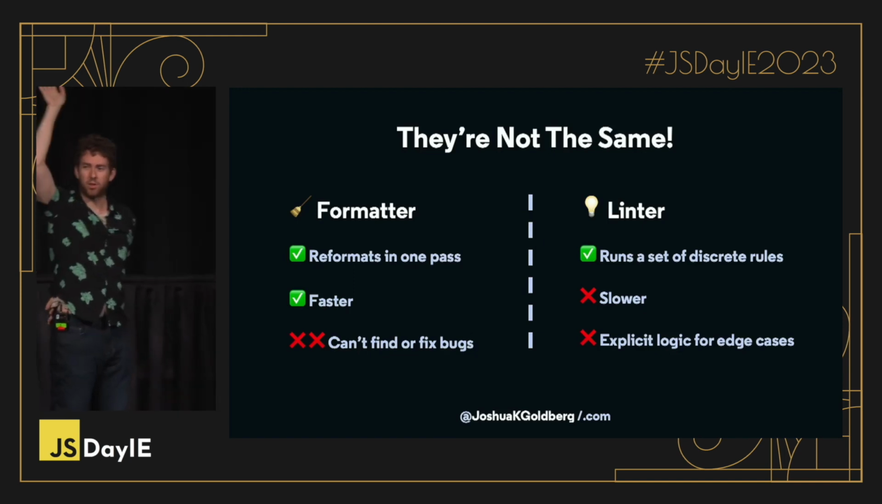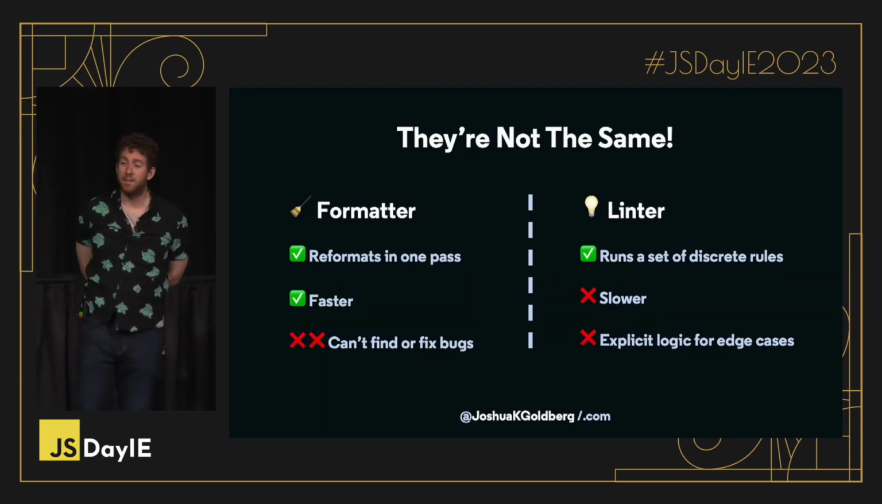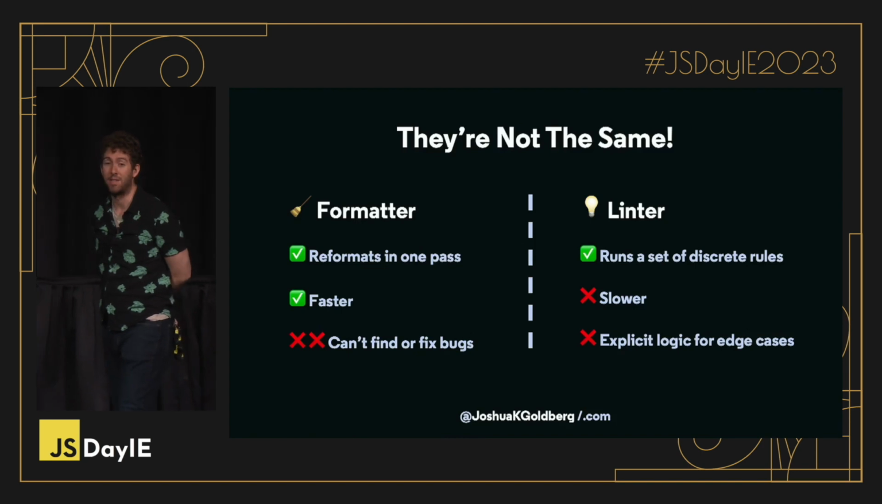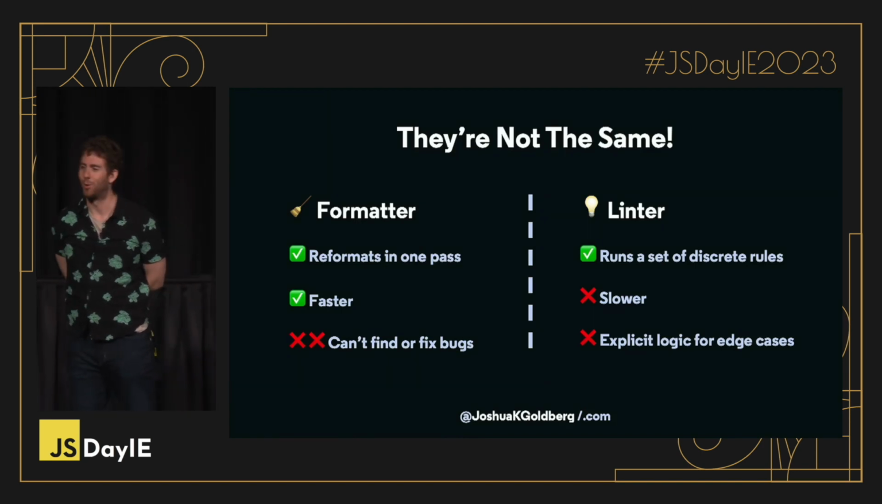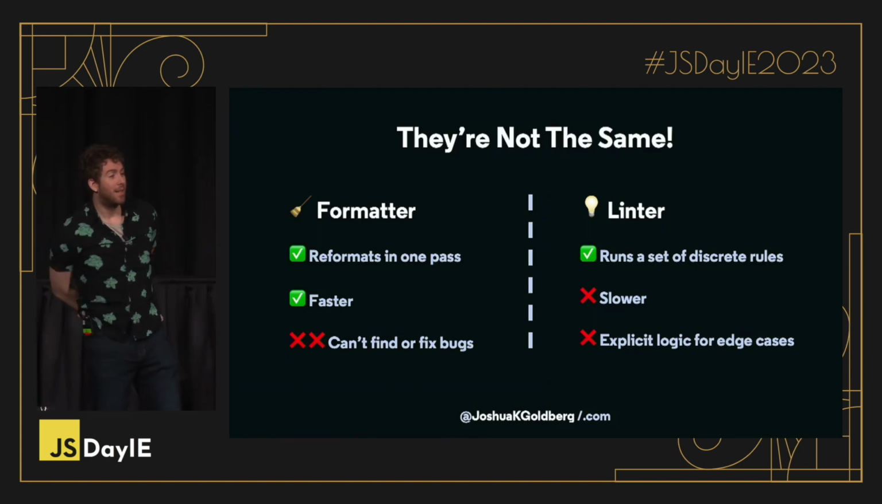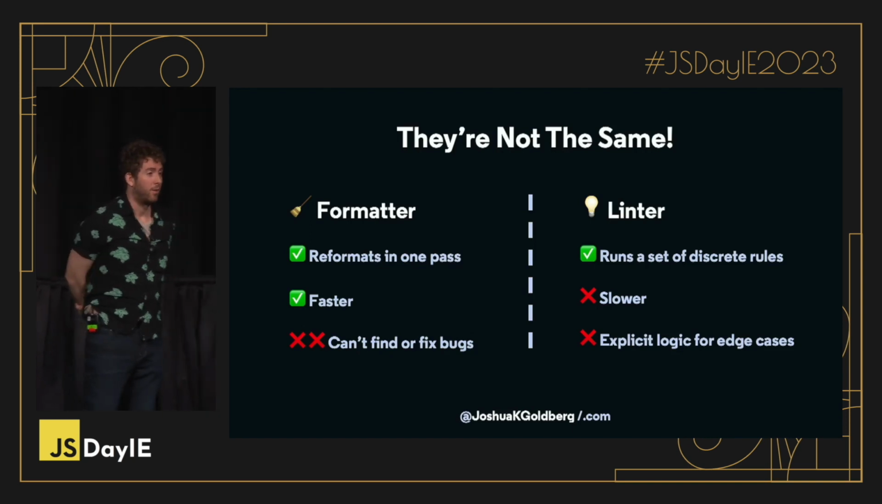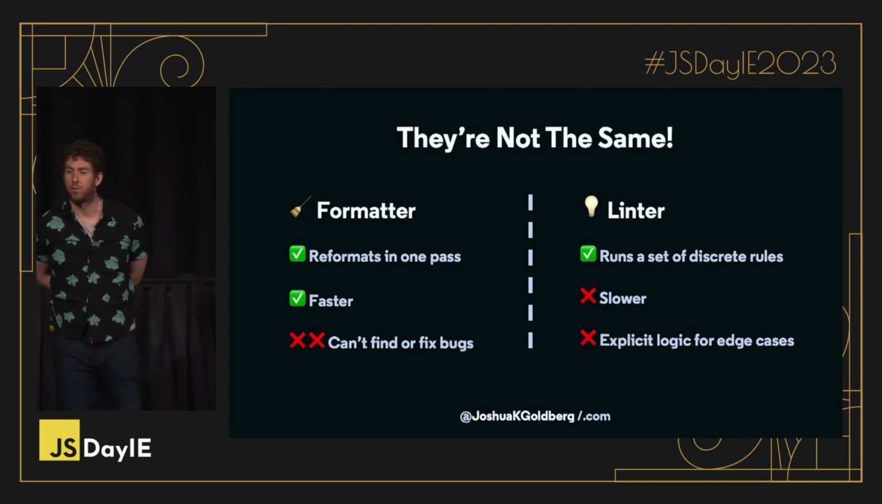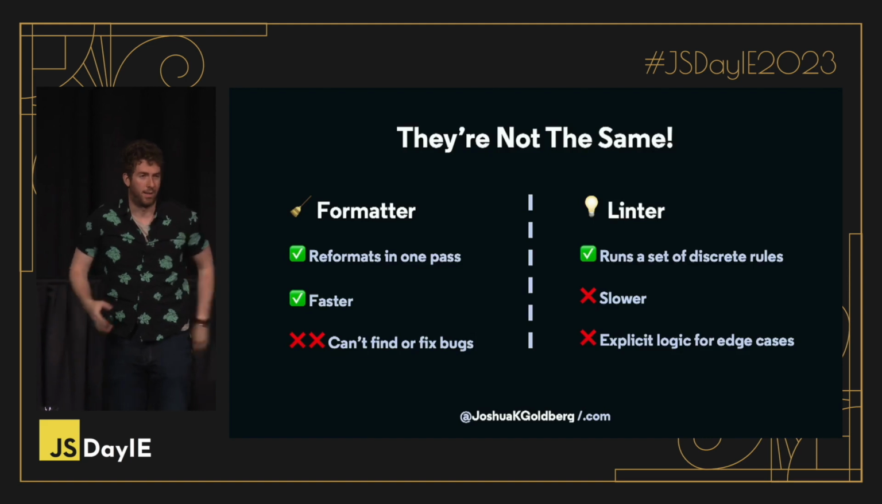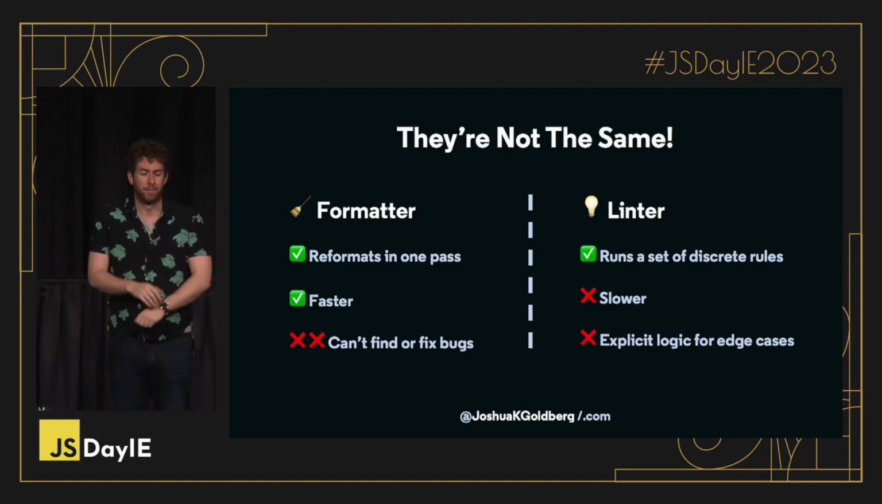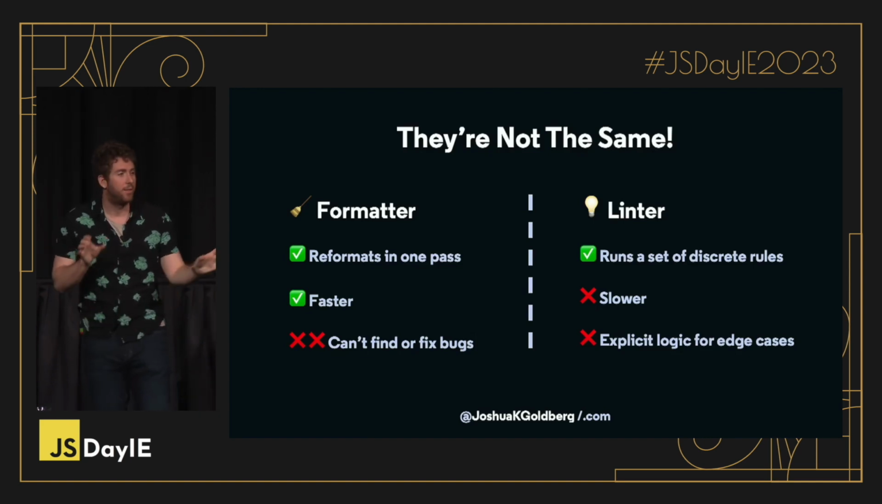It just goes through your code all in one go, but it's not logical. It's not smart. It's intentionally a nice word for dumb, because it's not meant to deal with your logic. It doesn't care if your code is functioning correctly. It just cares that it's semantically valid, that it is syntactically correct code. Whereas a linter runs a set of discrete rules.